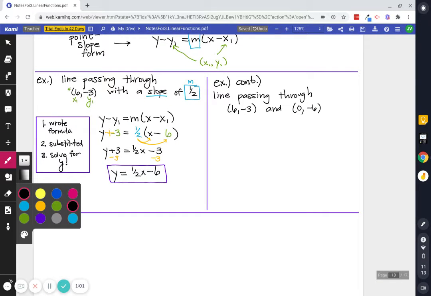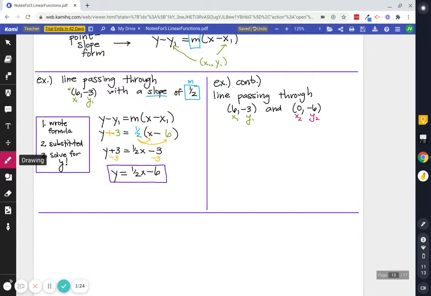Okay? So as we're going through this, once again, I know that I need a point and slope to be able to tackle point slope form. The things I need are in the name. So I'm going to call this my x1, y1. But now I'm going to call this x2, y2. The reason being is, in this problem, they have not given me a slope. And so I need to find a slope so that I can use point slope form.